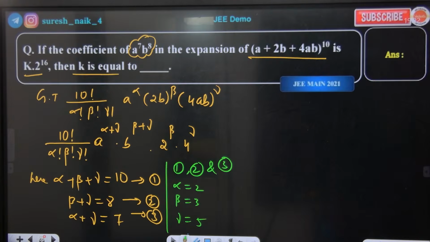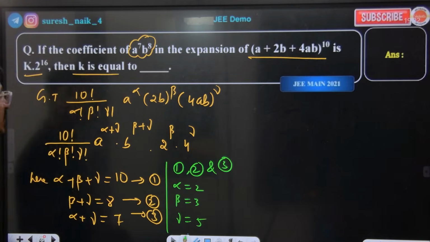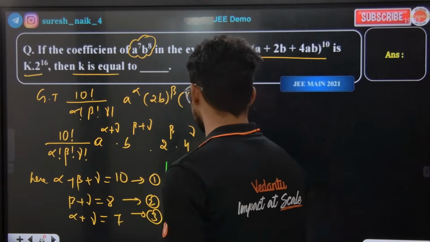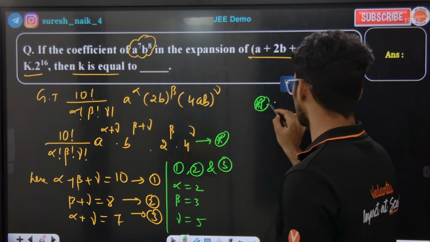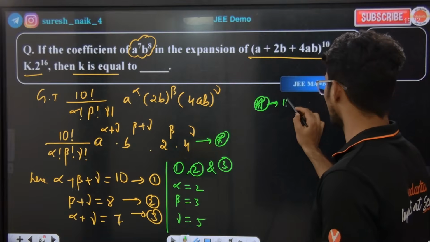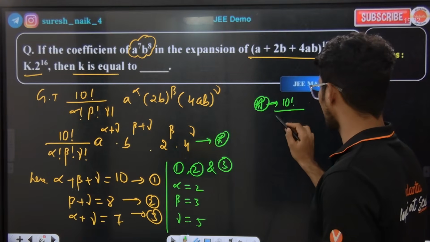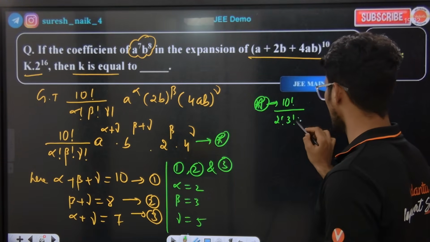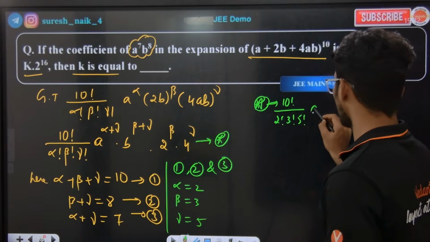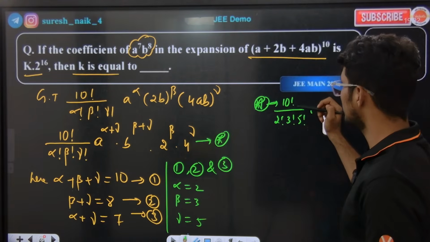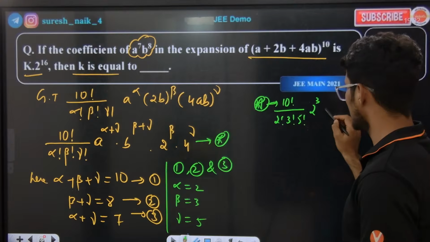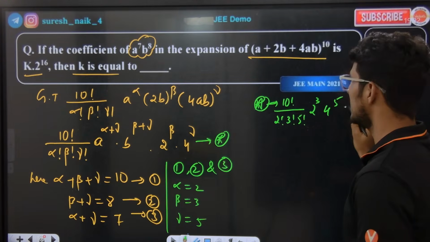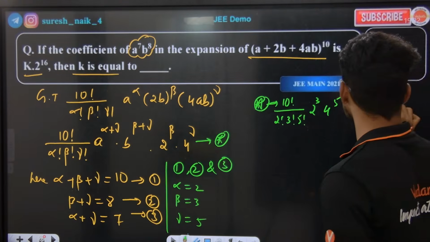So the coefficient of this term in this expansion is this. Substitute here, that's it. This is the star equation. From the star equation, 10 factorial divided by alpha factorial, 2 factorial, 3 factorial, 5 factorial, A to the power 7, B to the power 8 will definitely come. So 2 power of 3, 4 power of 5, equal to k into 2 power of 16, given.